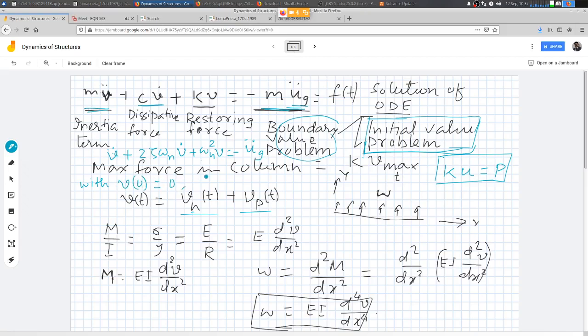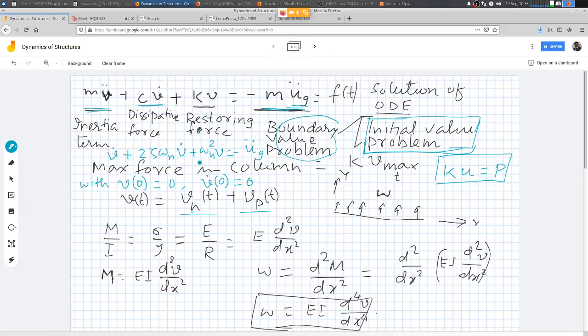We generally assume at rest conditions. So the system is at rest at time t equal to 0, so both the displacement and velocity are 0. Now the question is, how do you solve this single degree of freedom system?